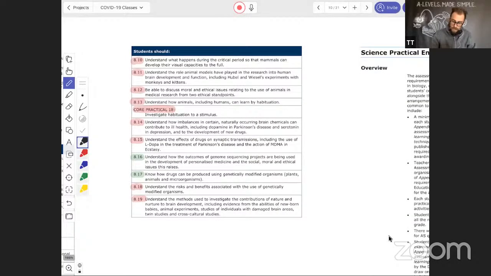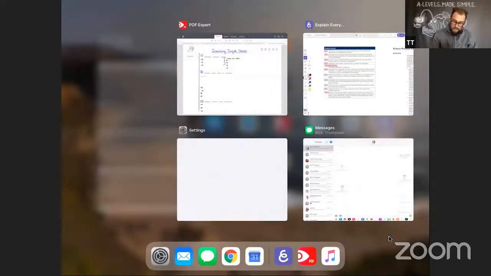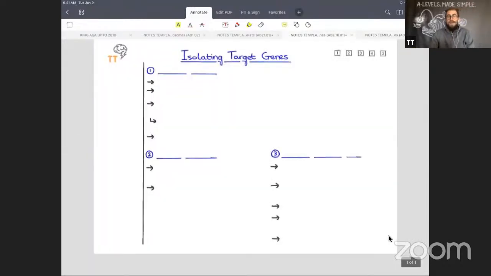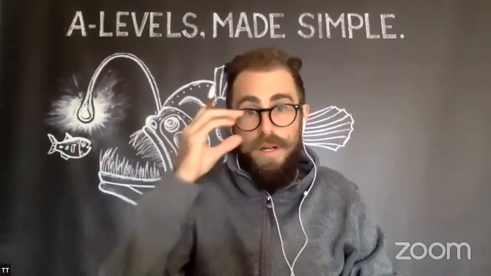Okay, so let's switch over here. I don't want to start with inserting. Before you insert, we're going to isolate. In fact, let's begin with a very brief conversation. Why would you want to cut a gene out from one organism and add it into another organism?